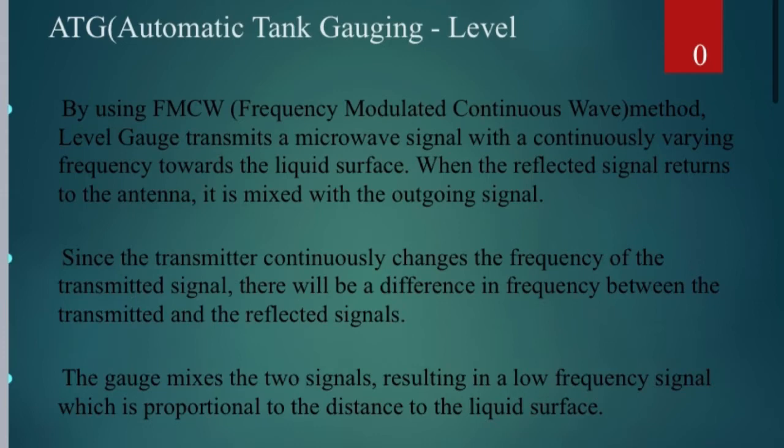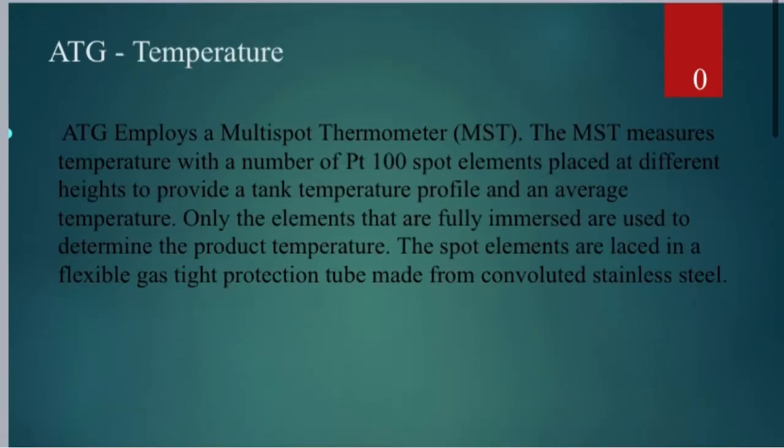By using the frequency modulated continuous wave method, the level gauge transmits microwave signals with a continuously varying frequency towards the liquid surface. When the reflected signal returns to the antenna, it is mixed with the outgoing signal. Since the transmitter continuously changes the frequency of the transmitted signal, there will be a difference in frequency between the transmitted and the reflected signals. The gauge mixes the two signals, resulting in a low frequency signal which is proportional to the distance to the liquid surface.